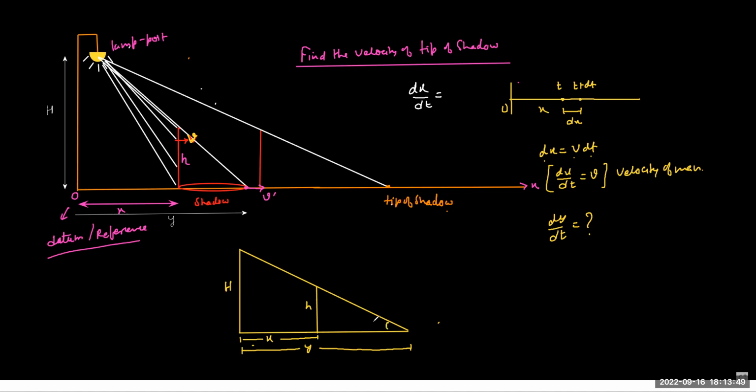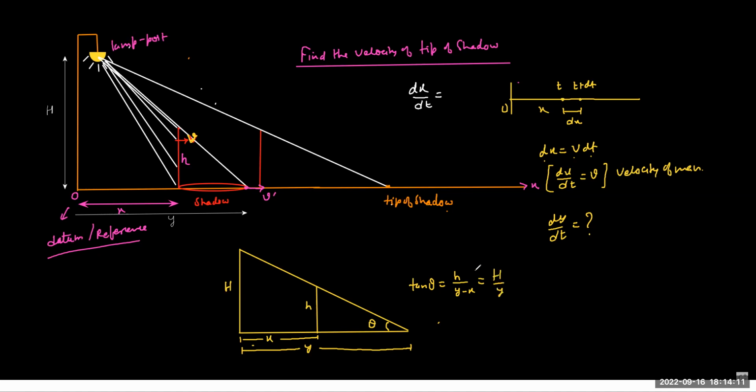So if I say this is theta, what is tan theta in the small triangle? Tan theta in the small triangle is how much, guys? Tell me. H by y minus x. But the same tan theta in the big triangle is how much? H by y. H by y, very good.